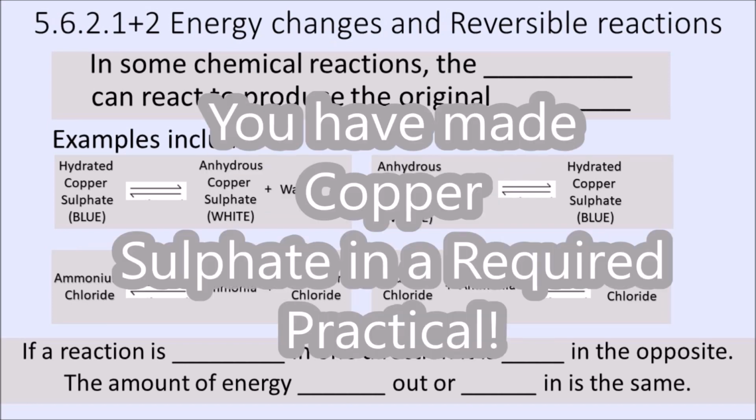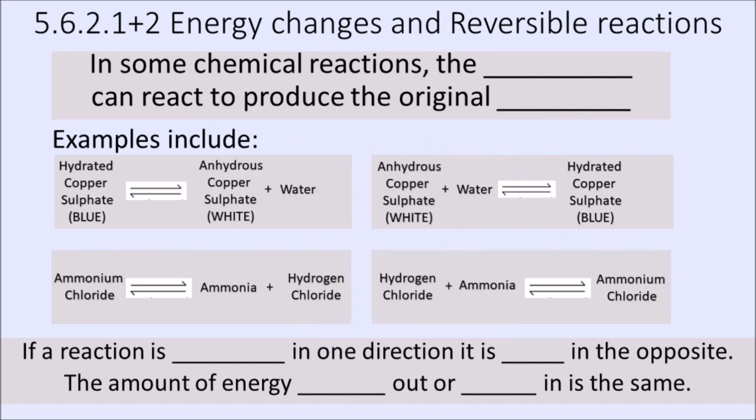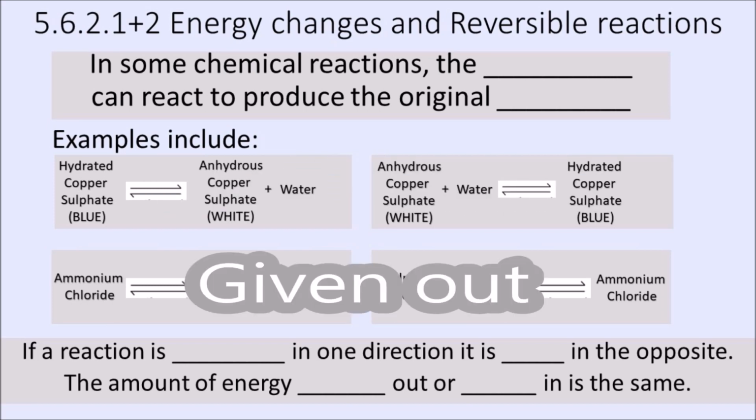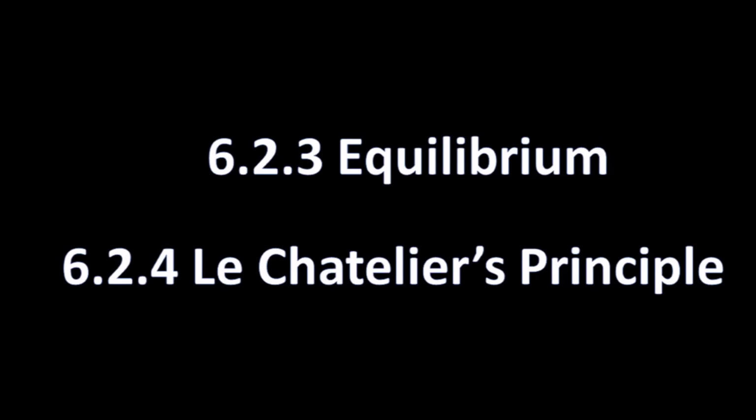Hydrated copper sulfate, which is blue, when heated, gives off water and produces anhydrous copper sulfate, which is white. If you add the water to anhydrous copper sulfate, it produces blue hydrated copper sulfate again. Another example is ammonium chloride. Ammonium chloride is a white powder, but it can break down to form ammonia and hydrochloric acid, from which it's formed. If a reaction is exothermic in one direction, it's endothermic in the other, and the amount of energy given out or taken in is the same.